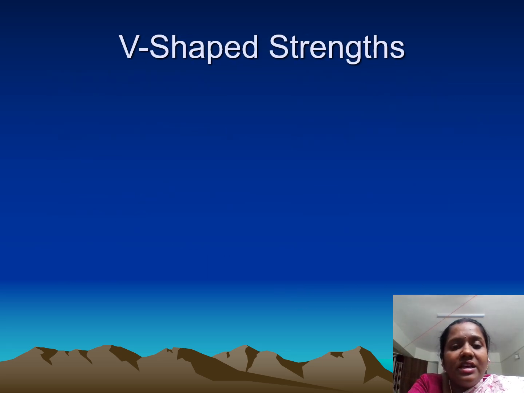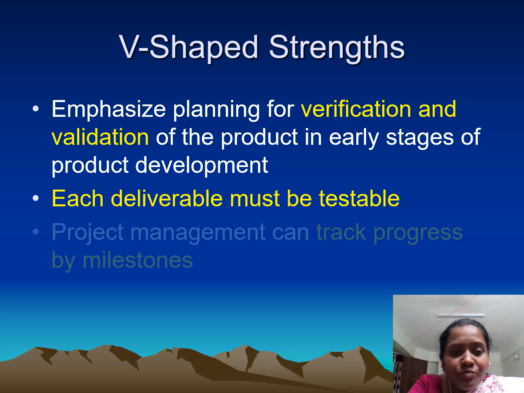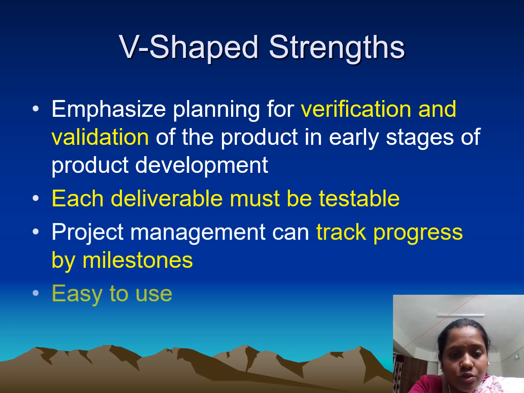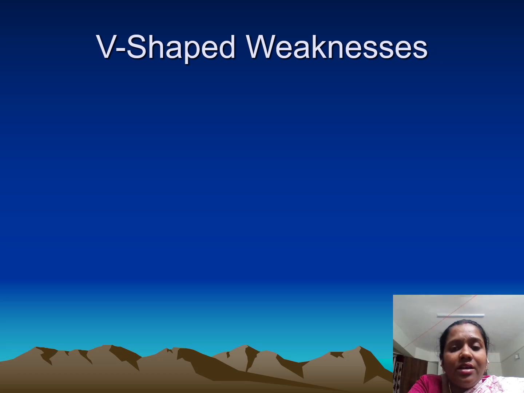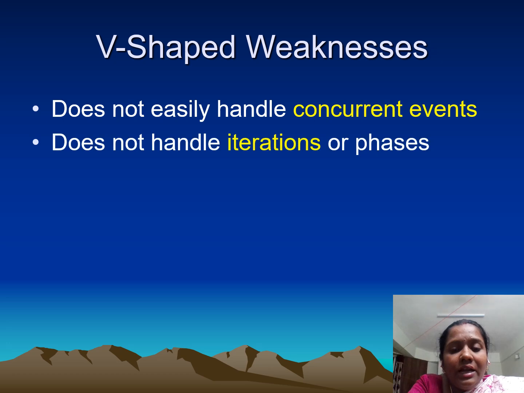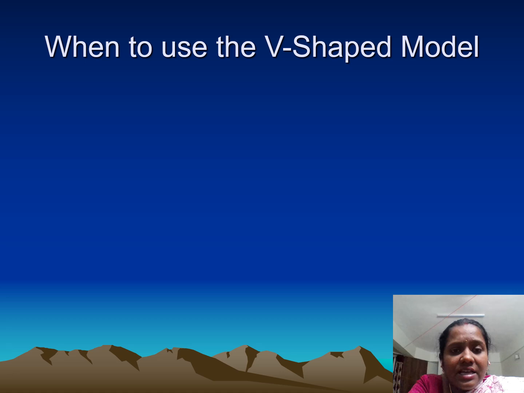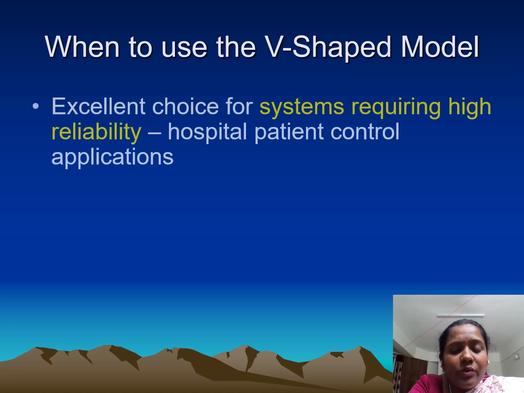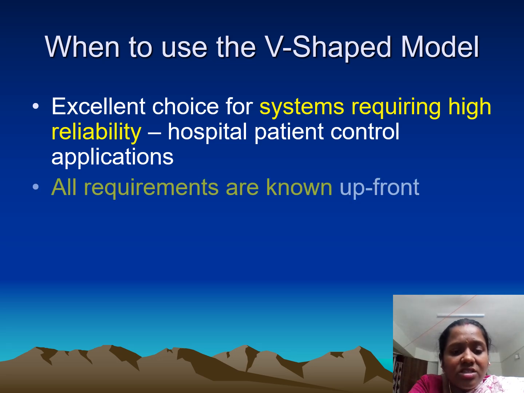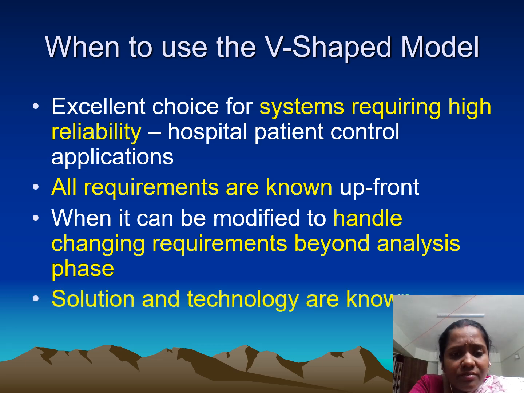The V-shaped strengths are that it emphasizes planning for verification and validation of the product in the early stages of product development. Each deliverable must be testable, project management can track progress by milestones, and it is very easy to use. The V-shaped weaknesses: it does not handle concurrent events or iterations of the phases, it does not handle dynamic changes in requirements, and it does not contain risk analysis. It is an excellent choice when system requirements are well known, such as hospital patient applications, with the requirements upfront.